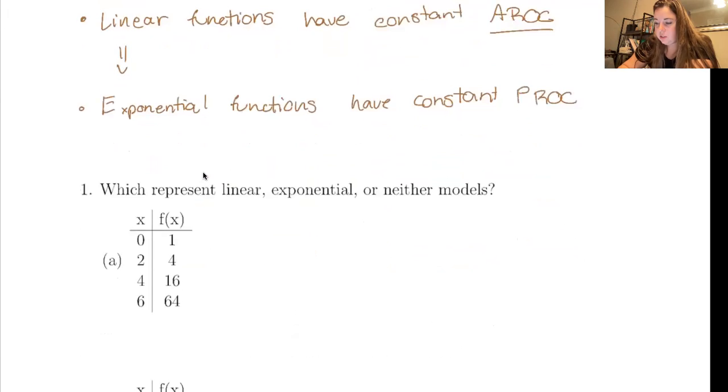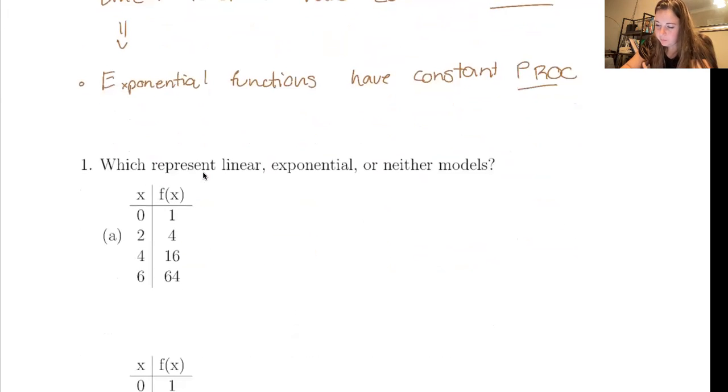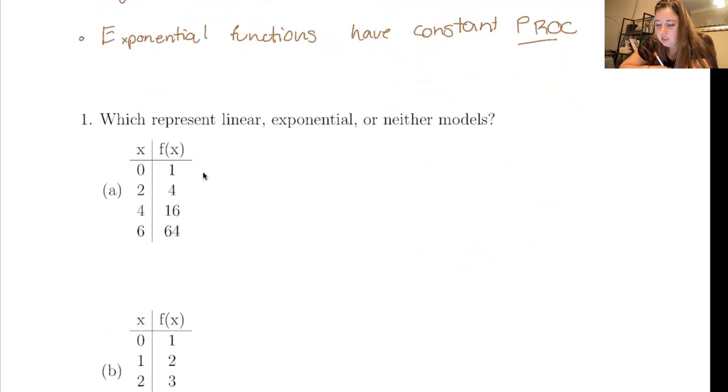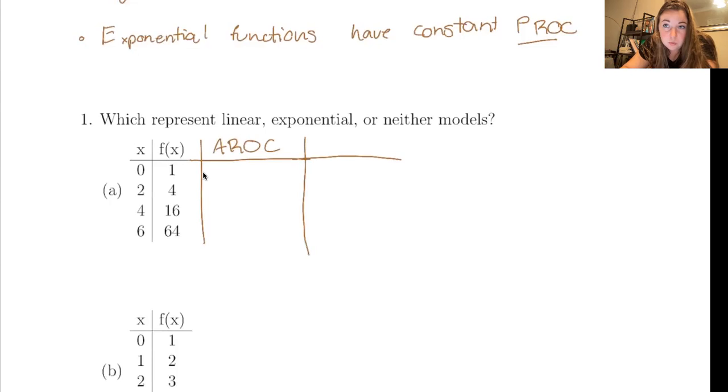Okay, so now we're going to go through a few examples, and we're going to see which is linear, exponential, or neither. So that means we need to check all three. And we need to check all the way down too. So just because the first two look like they have a constant average rate of change, the third one might not. So we need to make sure that all of them are the same, all right?